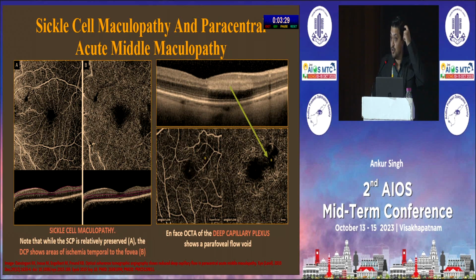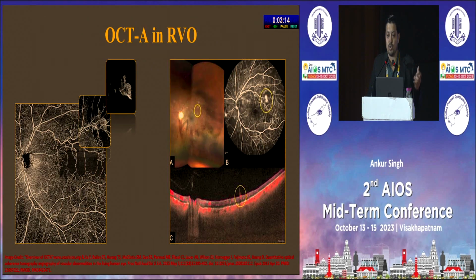OCT angio can also detect vascular flow abnormalities in the deeper layers. Diseases affecting the deeper capillary plexus, like sickle cell maculopathy and paracentral acute middle maculopathy, are better delineated on OCT angio. OCT angio can also delineate these NVs in patients with RVO, retinal venous occlusion, at the same time with the CNP areas. Treatment with laser can be seen as a reduction in the size of these NVs, and at the same time a reduction in the flow.